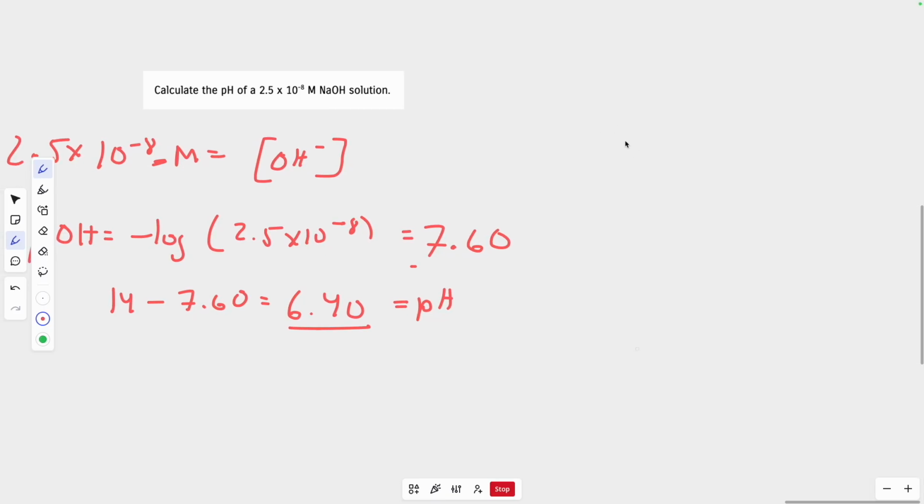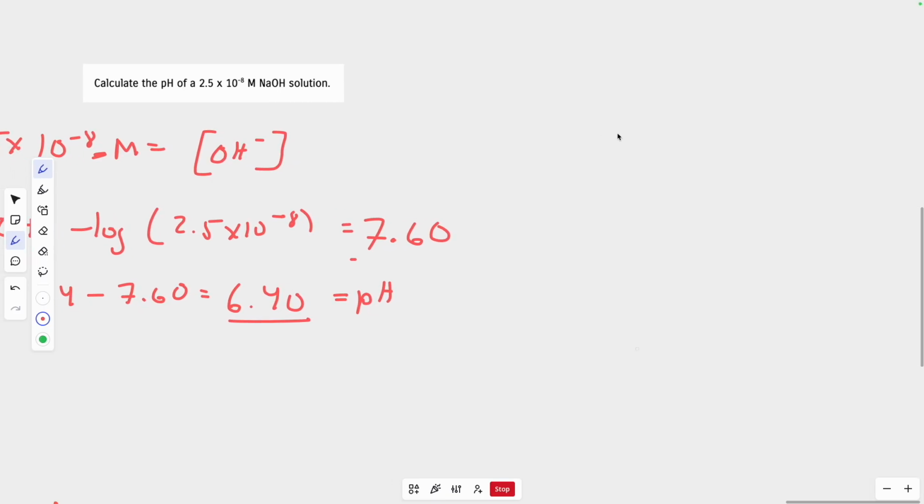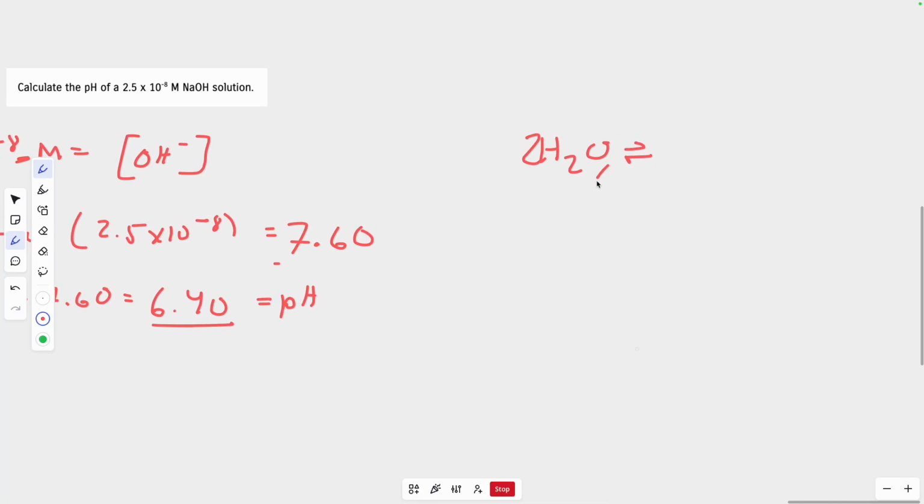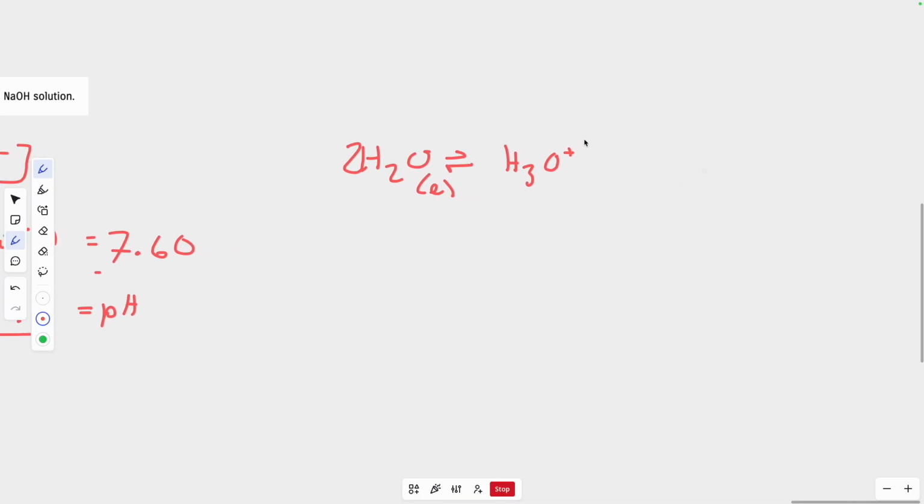So water is going to dissociate, so liquid is going to dissociate into H3O plus or H plus, either one works, and OH minus. So we have to label this.